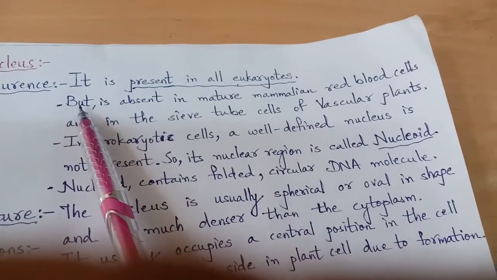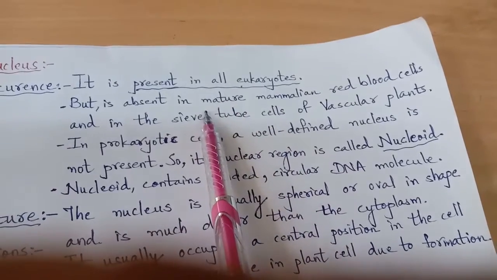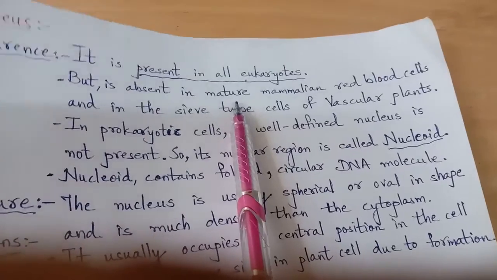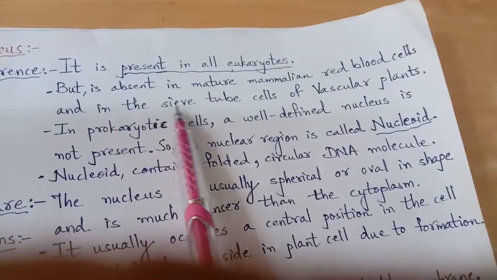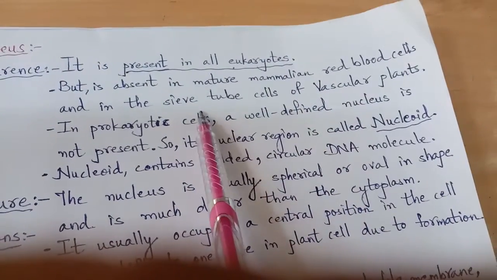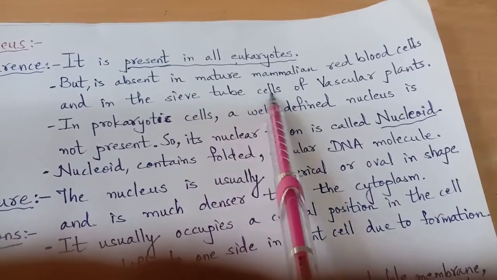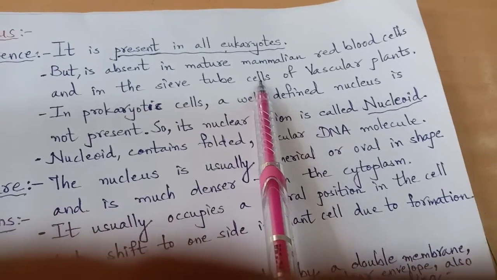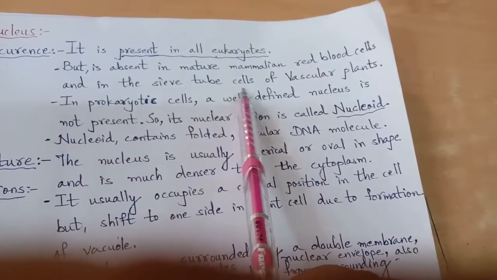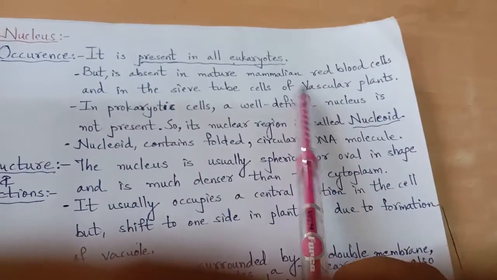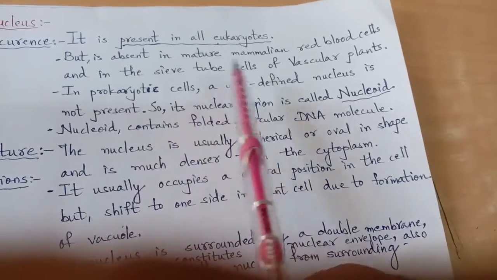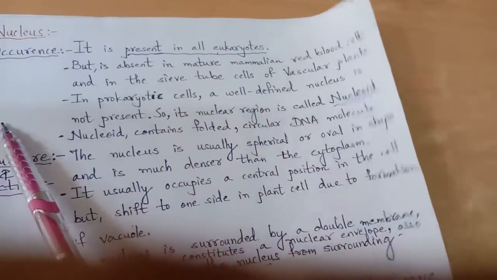So this nucleus is not present, or we can say it is absent, in the mature mammalian red blood cells. Also, it is not present in the sieve tube cells of vascular plants, which are responsible for the transport of food into the plant body. So in these two, the mature red blood cells and the sieve tubes of vascular plants, we are not finding a nucleus. In prokaryotic cells, a well-defined nucleus is not present.